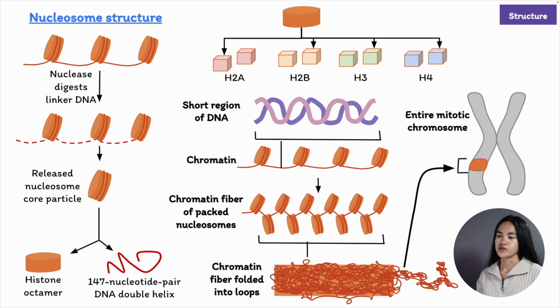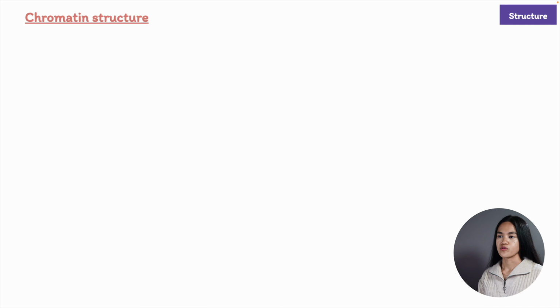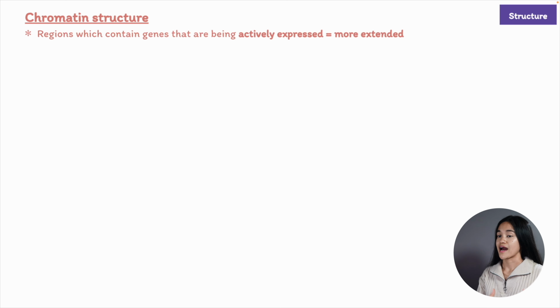Recall that mitotic chromosomes are more condensed than interphase chromosomes, but interphase chromosomes contain more extended forms of chromatin. Now, there are regions of the chromosome which contain genes that are being actively expressed, and they are generally more extended. And regions that contain silent genes are more condensed. So the structure of an interphase chromosome can differ from one cell type to the next, helping to determine which genes are switched on and which genes are switched off.